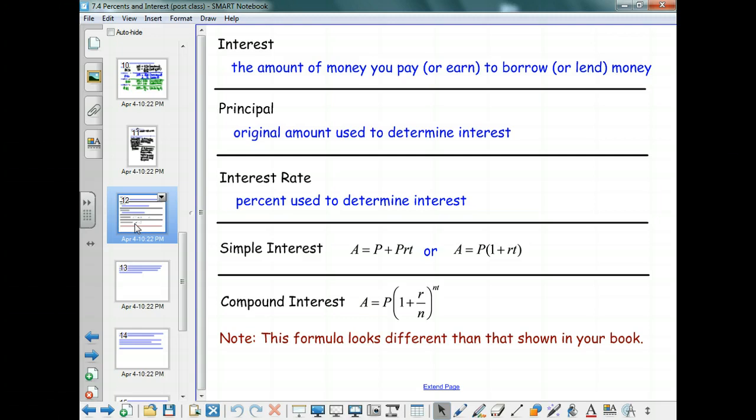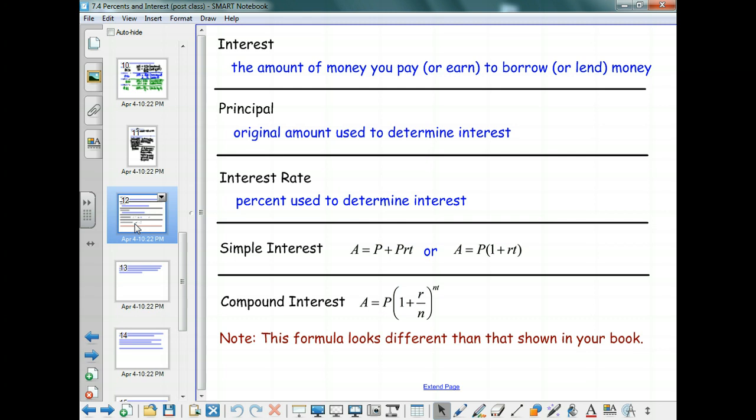Interest is simply the amount of money that you pay or that you earn on your money. So if you're putting the money in the bank, the interest is the amount of money you earn on your money. If you're borrowing money from the bank, the interest is the amount that you pay for the luxury of having that money to be borrowed. The principal is the original amount that you either got as a loan, or that you put into the bank. That's your principal. And then your interest rate is the percent that's used to determine how much interest you get.